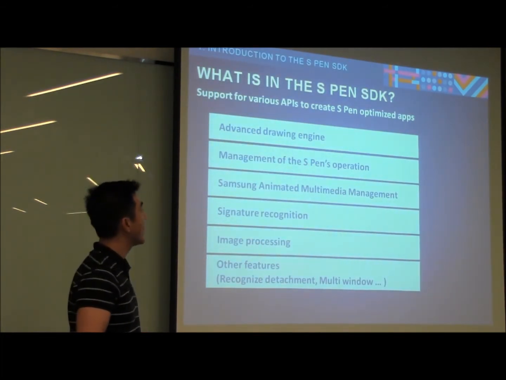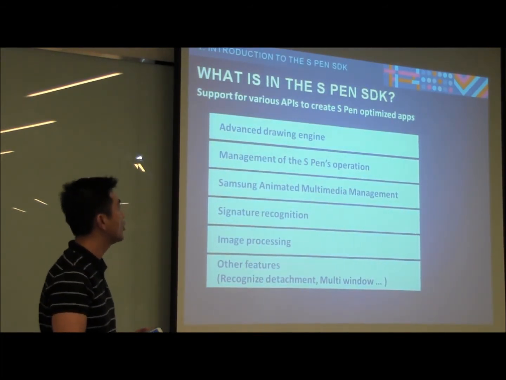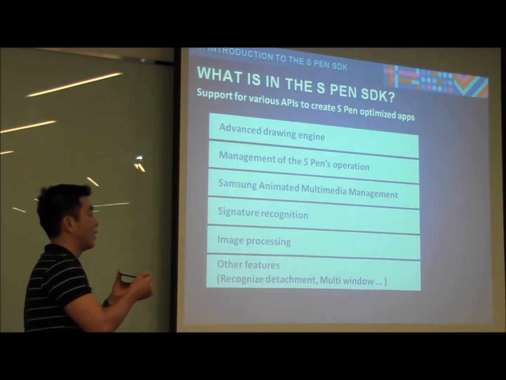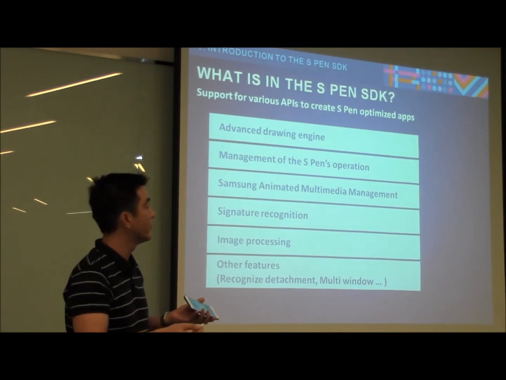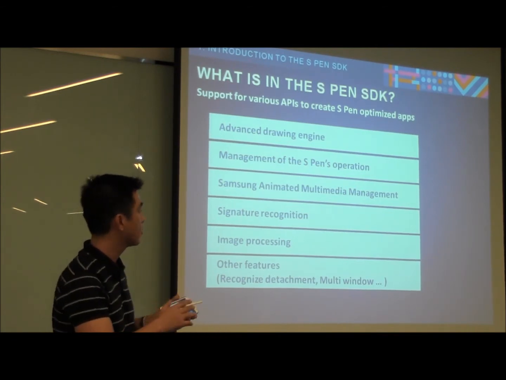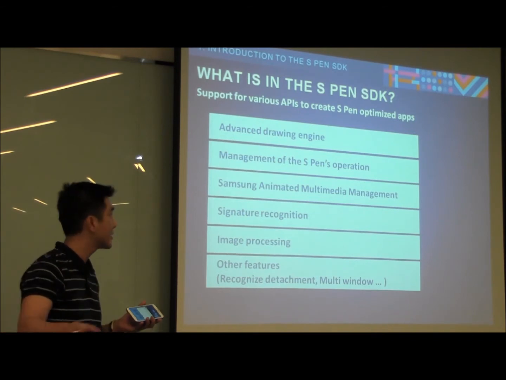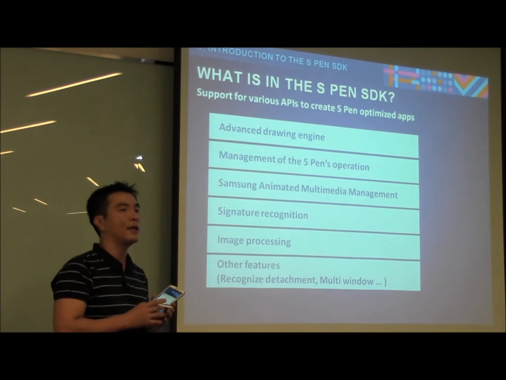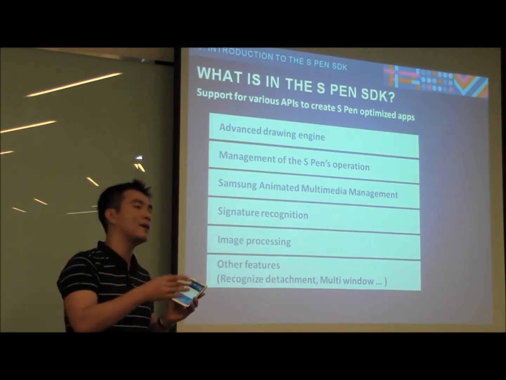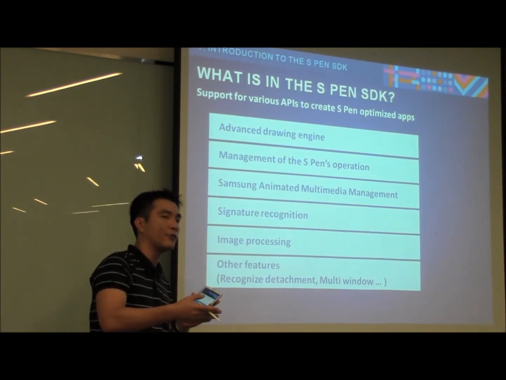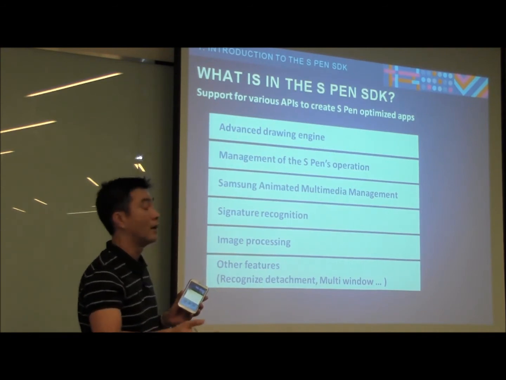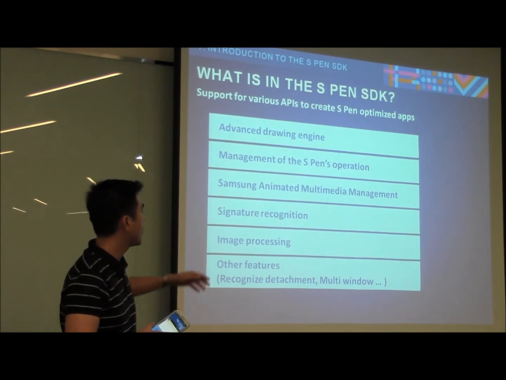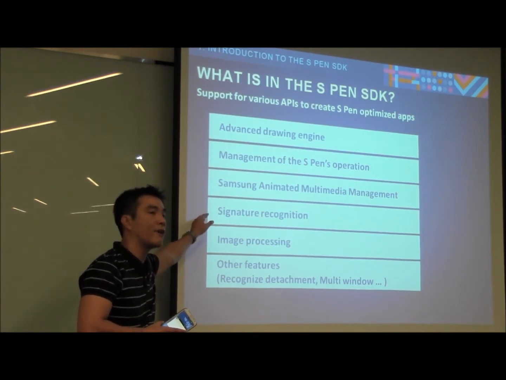So what is in the SDK? An advanced drawing engine. You can actually detect when a user pulls out or inserts a pen, and fire or launch a service or an application on the device. So it's really good for folks in the enterprise space. You can do animated multimedia management. So basically, if you draw, there is an API that allows you to replay the drawing. So if you want a little love note app for young couples, you can do that. Again, back to the enterprise space, it has signature recognition.